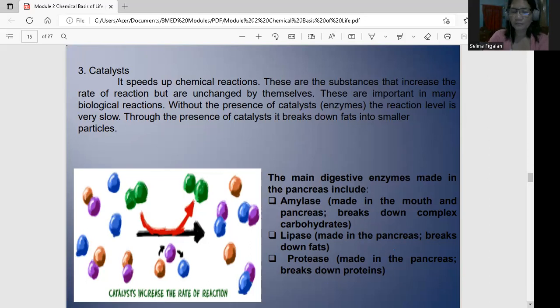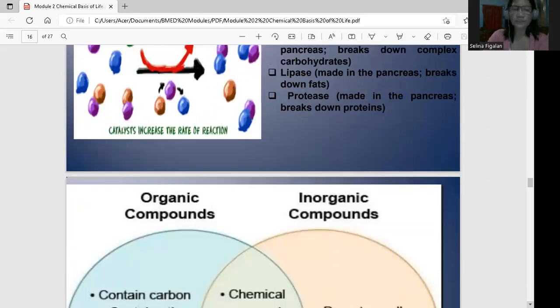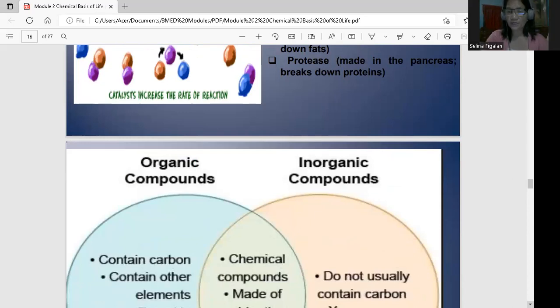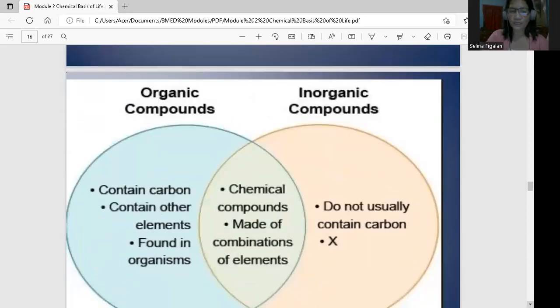Speed up chemical reactions. So let us compare the organic compounds and then the inorganic compounds. With your previous lesson about general chemistry with organic chemistry, ang pinag-aralan nyo lang doon is about the organic compounds. How about when you say inorganic compounds? Okay, let us compare.